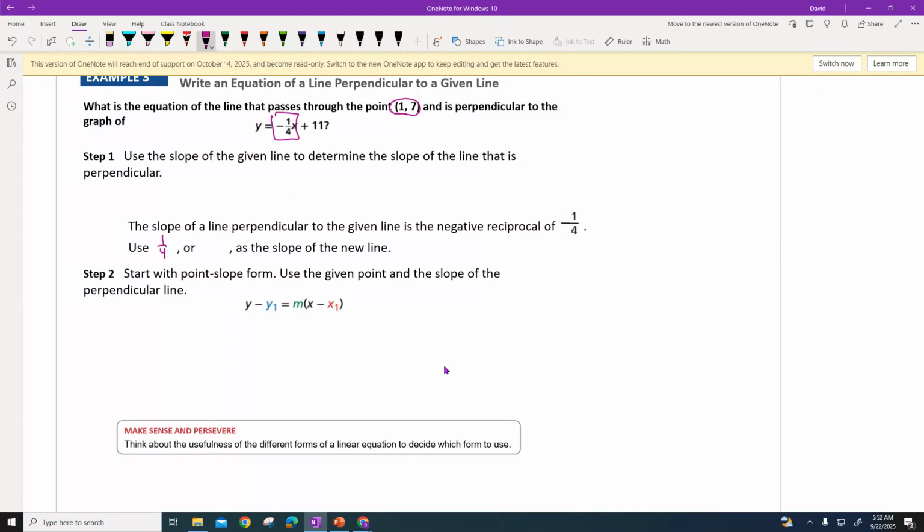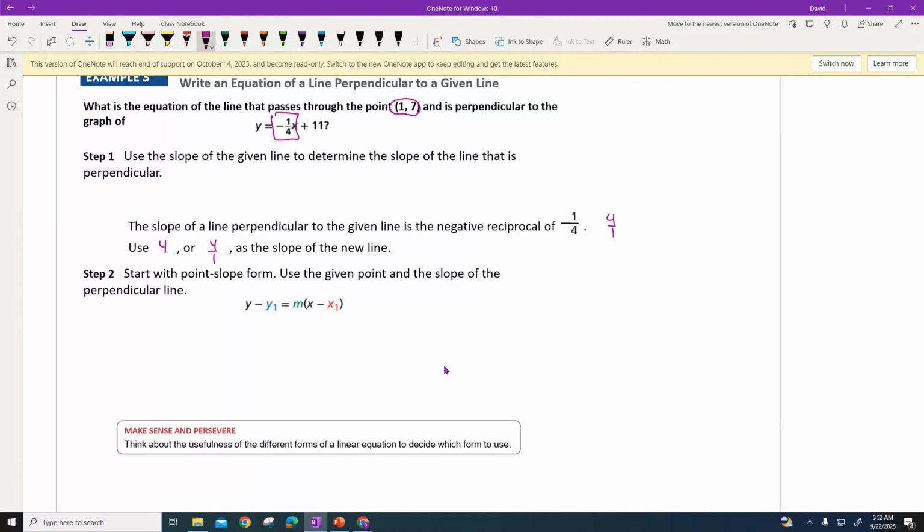But if I want the reciprocal of that, we want to flip it. Looks like they gave it to us up here. So we're going to flip it. We're going to put the 4 on the top, the 1 on the bottom, and change the sign. It was a negative, now it's a positive. So we're going to use 4, or 4 over 1. That's the slope of the new line.